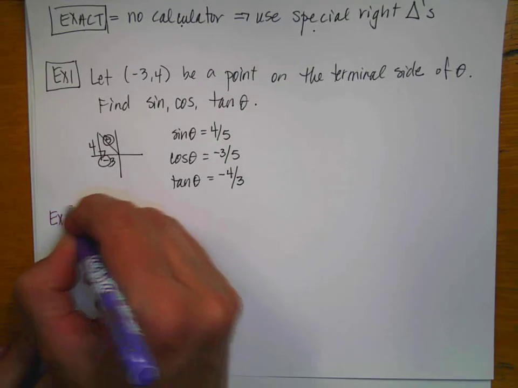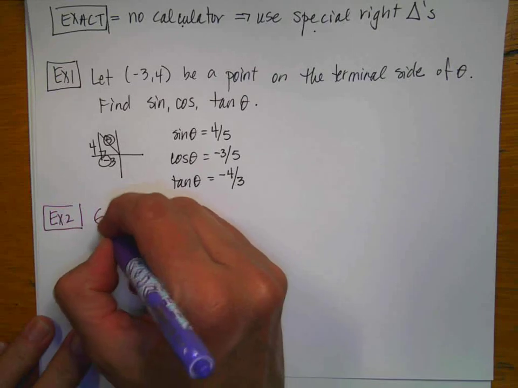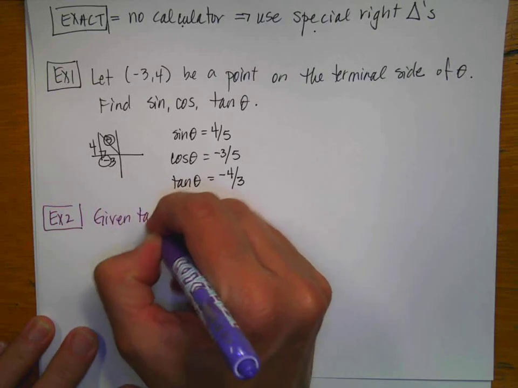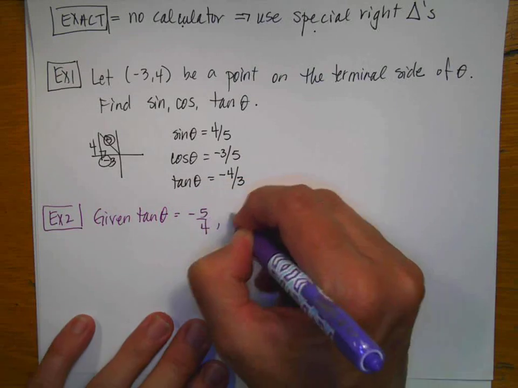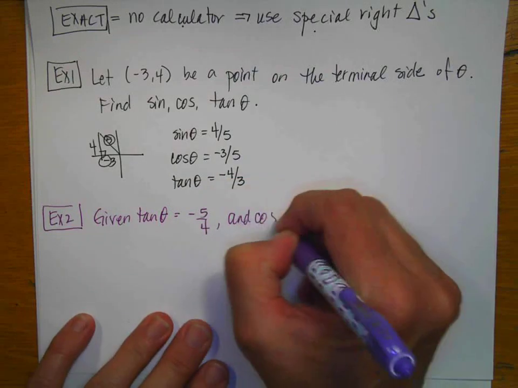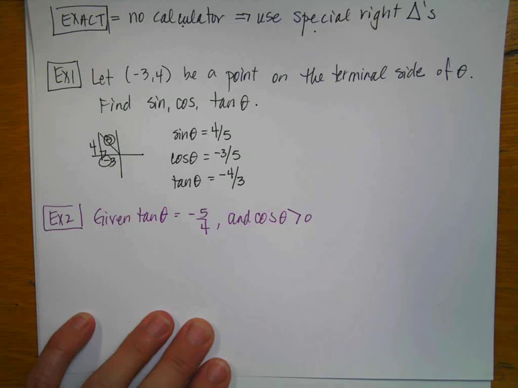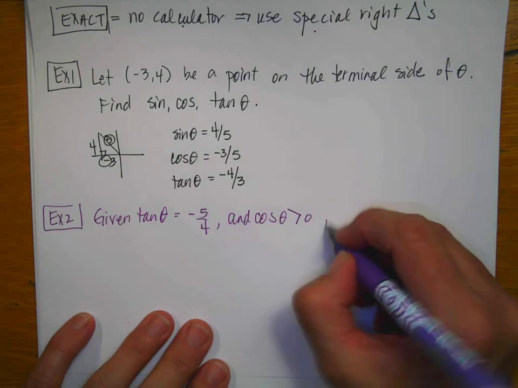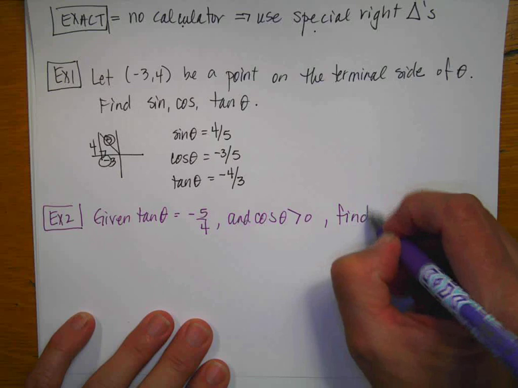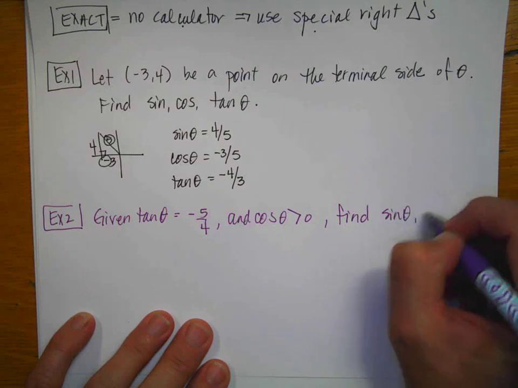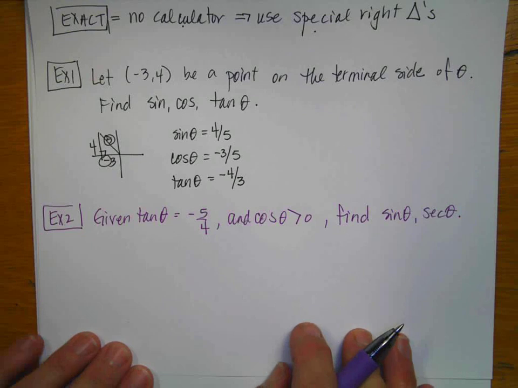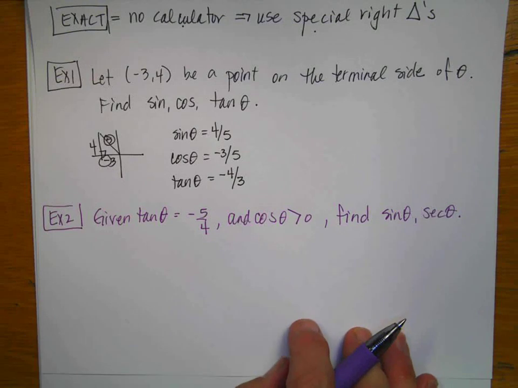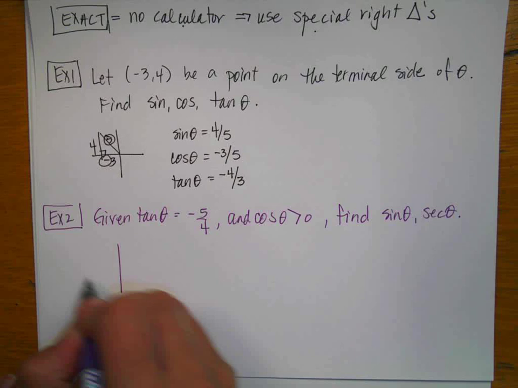For example number 2, we're given that the tangent of theta is -5 over 4, and the cosine of theta is greater than 0, which means that it's positive, and I want to find the sine of theta and the secant of theta. Okay, so the first thing that I want to talk about is drawing our reference triangle.